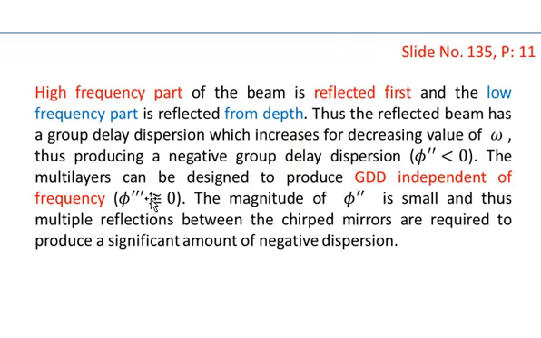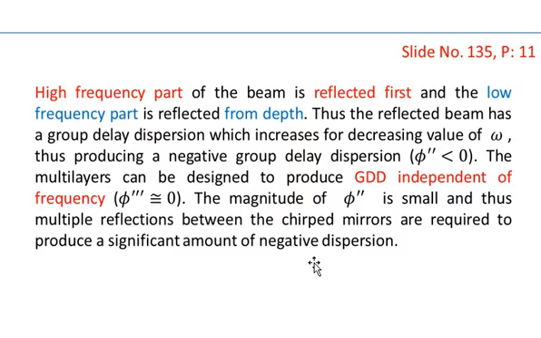The multi-layers can be designed to produce group delay dispersion independent of the frequency. That is, we can set phi triple prime approximately equal to 0. The magnitude of phi double prime is small, and thus multiple reflections between the chirped mirrors are required to produce a significant amount of negative dispersion.